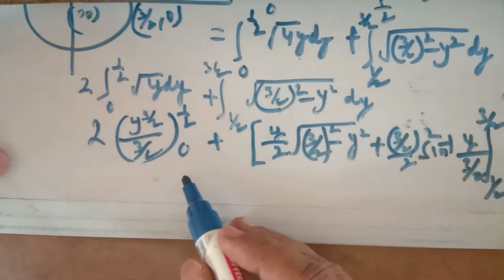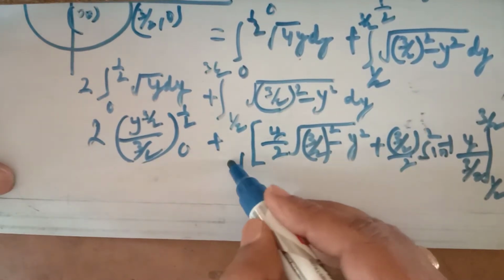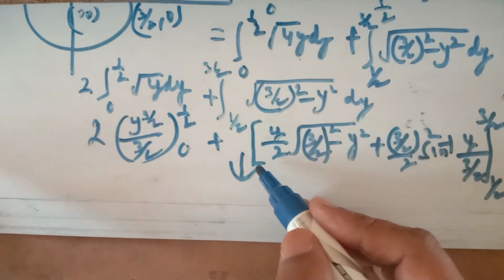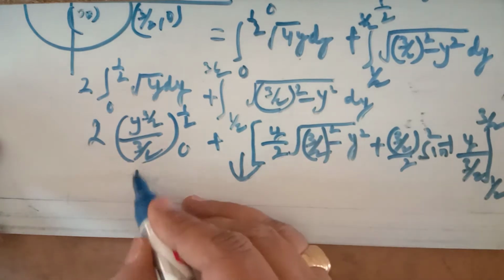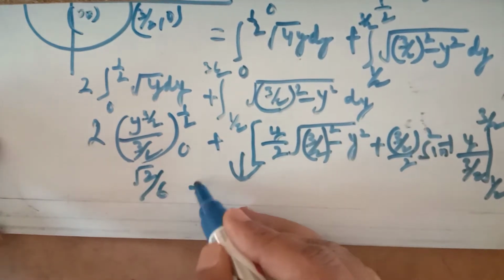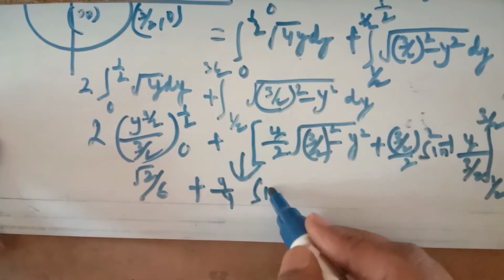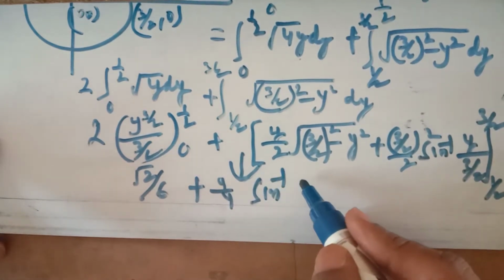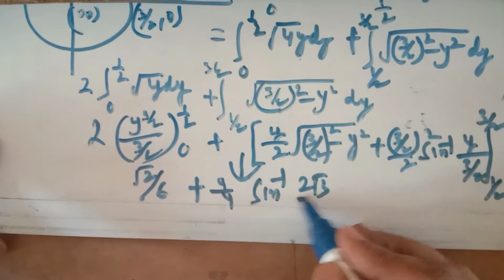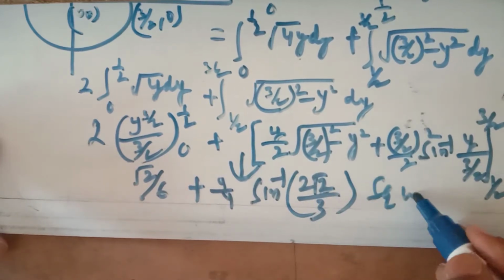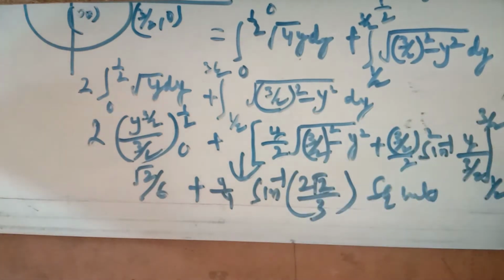Now upper limit minus lower limit, when you solve it, you will get the area as root 2 by 6 plus 9 by 4 sine inverse 2 root 2 upon 3 square units. You take 2 to 3 lines to solve up to this, and you will get the required area.